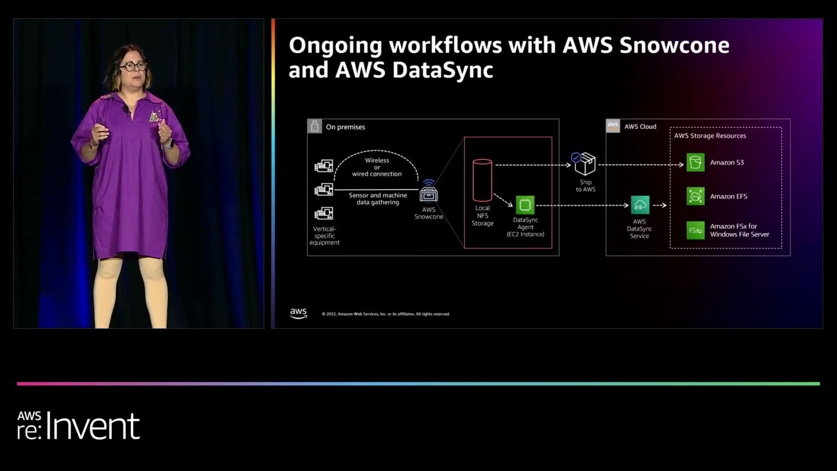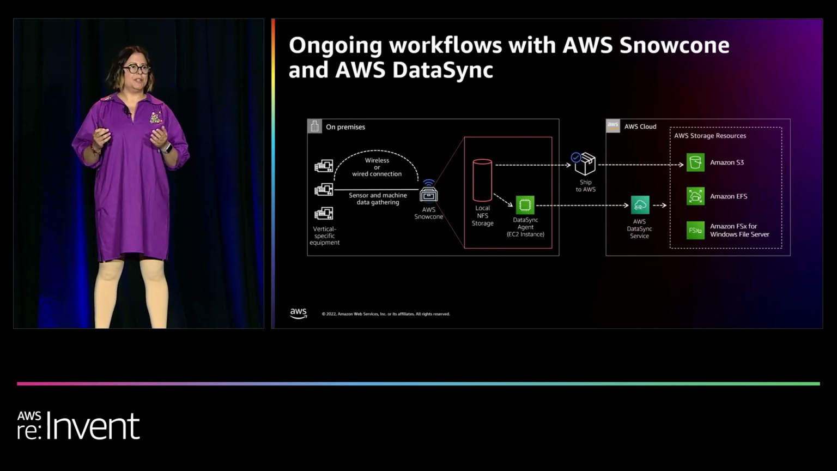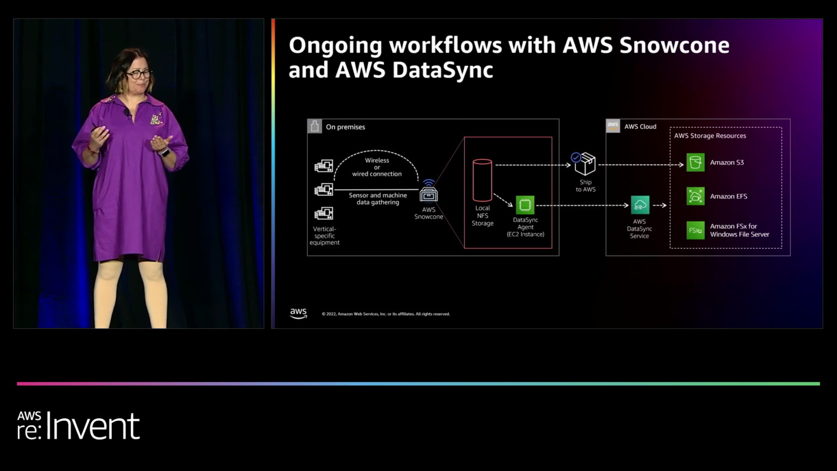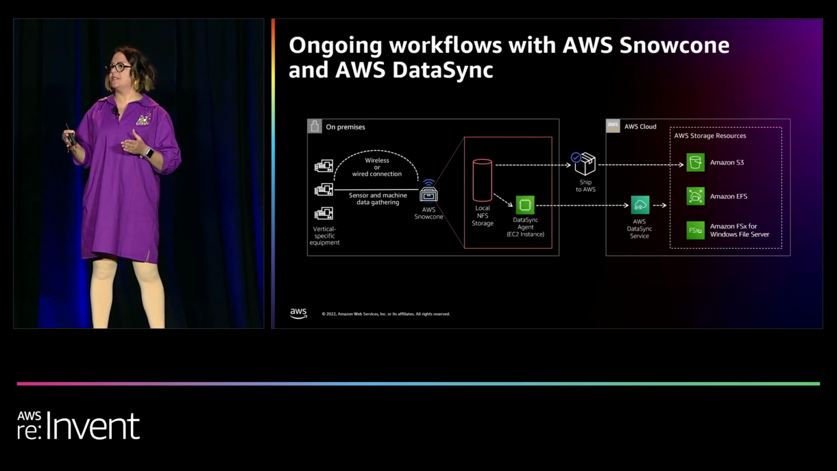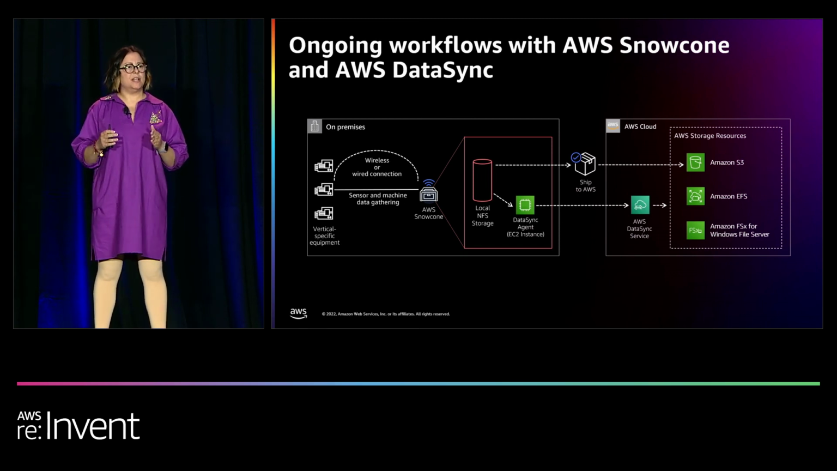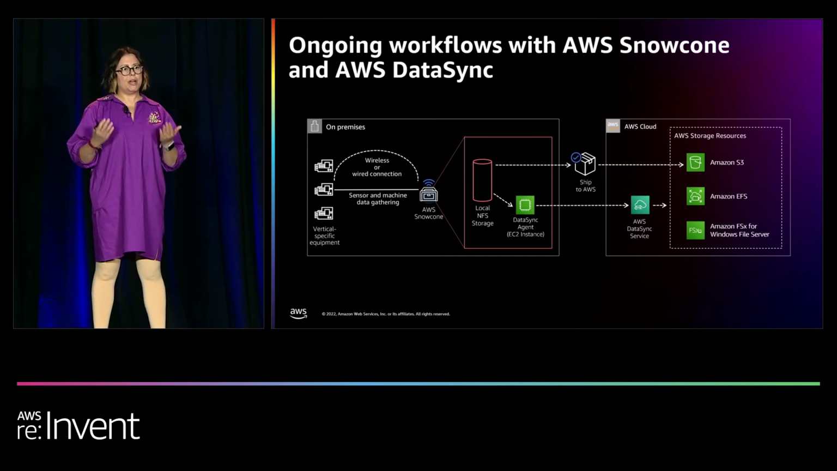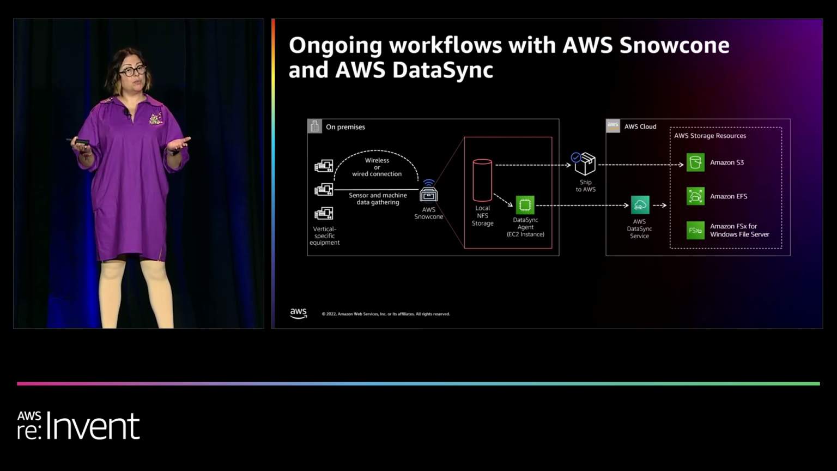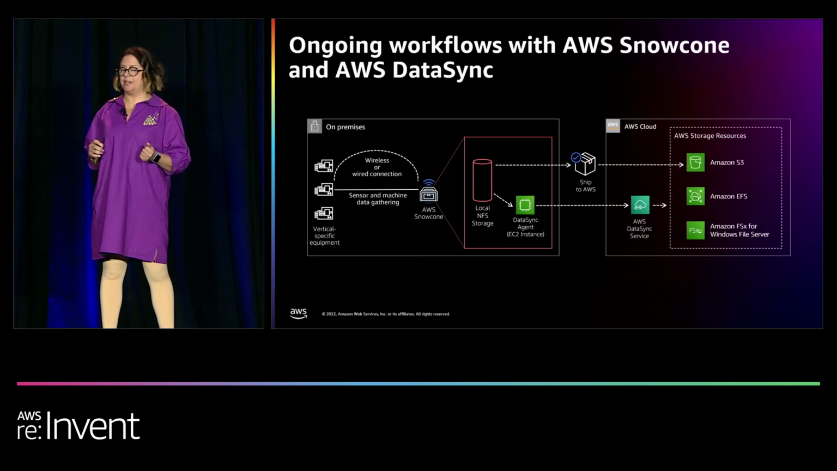And for example, you can think about the media companies who have a shooting outside, so a video camera shooting outside. So they can bring the Snowcone devices to the shooting location and copy the data into the Snowcone device. And once they finish, they go back to their office, plug the Snowcone device into their network, and copy the data to AWS for further processing.